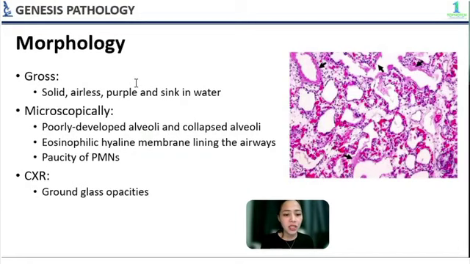So grossly, the lungs are of normal size. They appear solid, airless, purple, and they sink in water because there is absence of entrapped air. Microscopically, the alveoli are poorly developed, and those that are present are usually collapsed. Makakita din tayo dito sa arrows, no, merong mga eosinophilic hyaline membranes that line the respiratory bronchioles, alveolar ducts, and alveoli. On chest x-ray, makikita din yung characteristic na ground glass opacity.